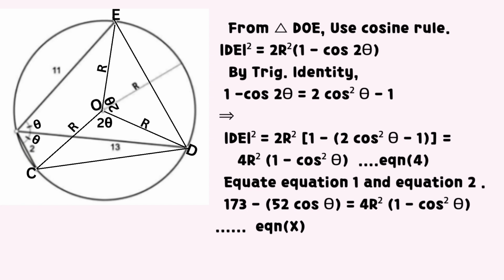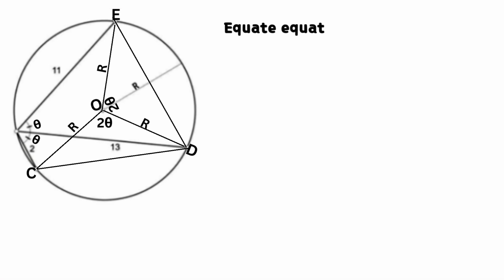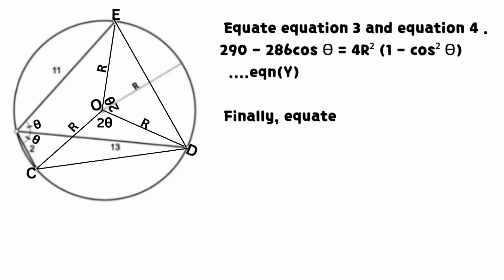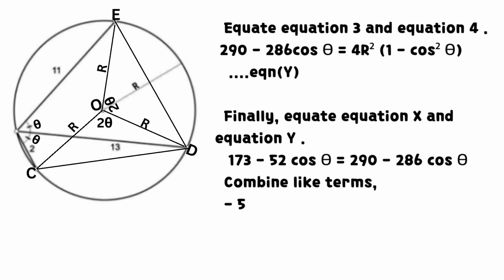Equate equation 1 and equation 2. We obtained a new equation as shown on the screen. We call it equation X. Equate equation 3 and equation 4. We have that 290 minus 286 times cosine θ equals 4 times the product of the square of R and 1 minus the square of cosine θ. We call it equation Y.